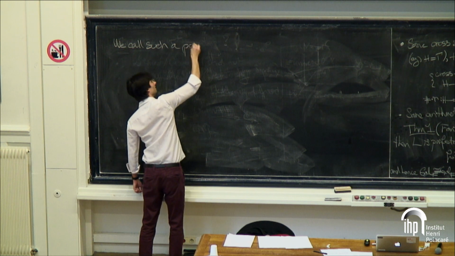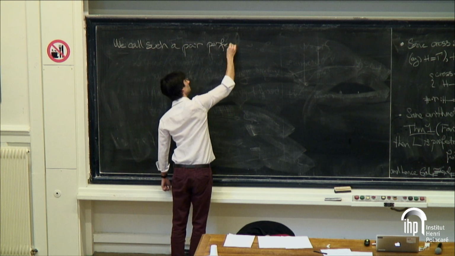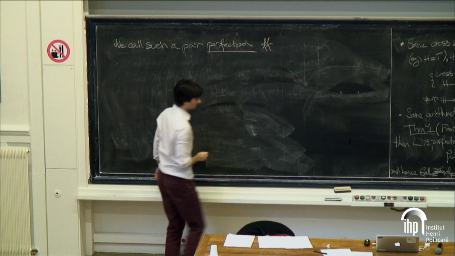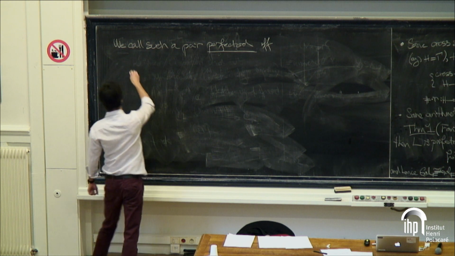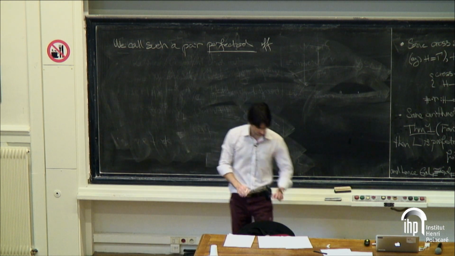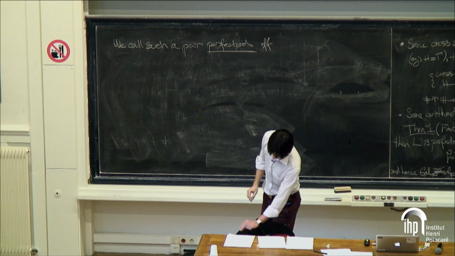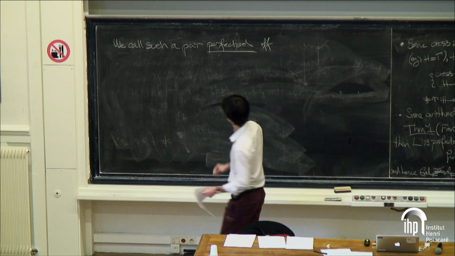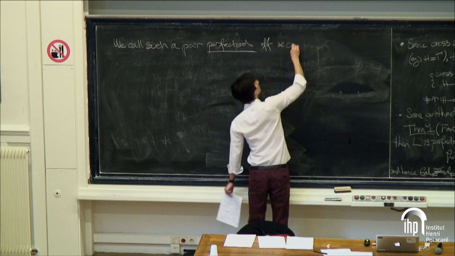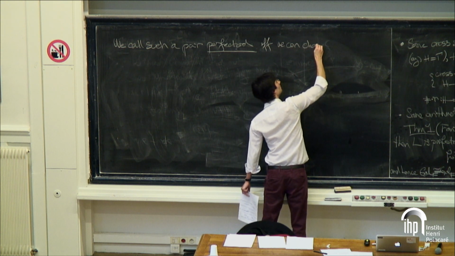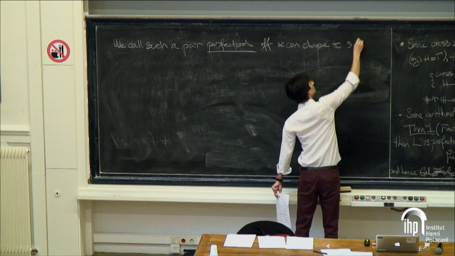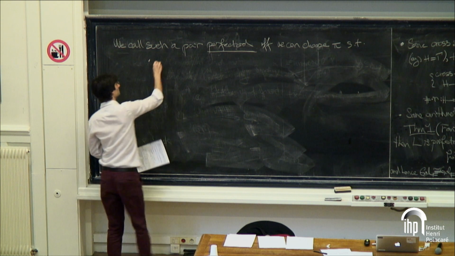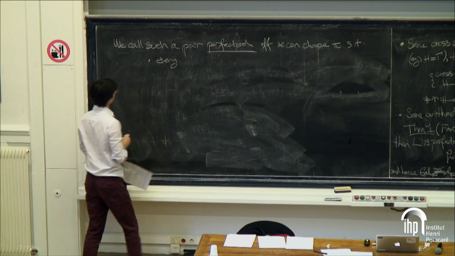And we call such a pair perfectoid if and only if, what do I need? We can choose pi. I came up with a clean definition. Only if we can choose this element pi to satisfy the following two properties. So firstly, I impose the same type of deeply ramified condition as before.